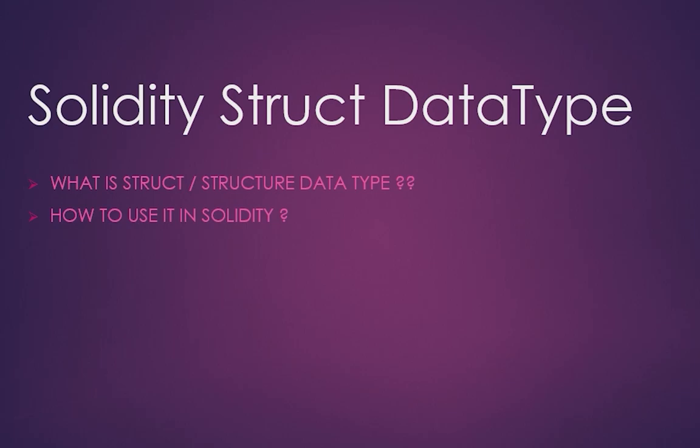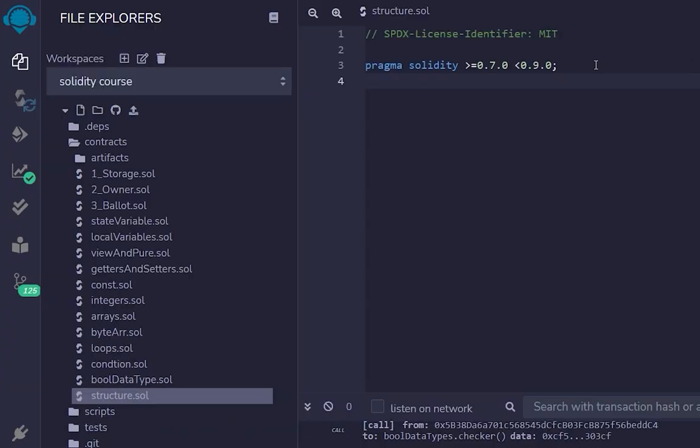Move to our Remix IDE. We have specified the identifier and the compiler version. And the first thing you have to know about the struct data type is that we can define this struct data type outside the contract and also inside the contract.